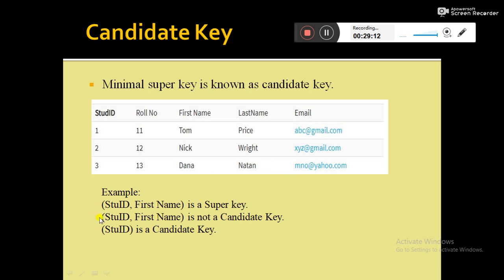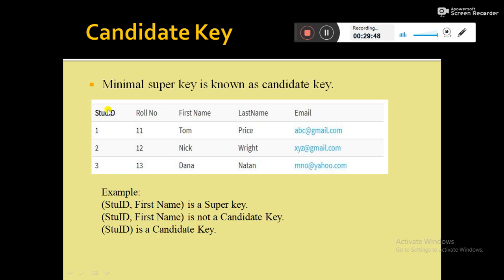Now check whether only stud ID is able to uniquely identify a record. Yes. Just remove the first name, only stud ID is there, and with the help of stud ID alone we can still uniquely identify a particular record. So this set of attributes is not a minimal super key. In that case, extra attributes are present which are not at all required. So it is not a minimal super key. That is why this is not a candidate key.